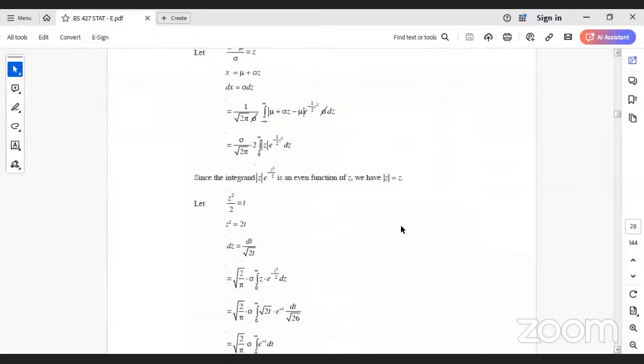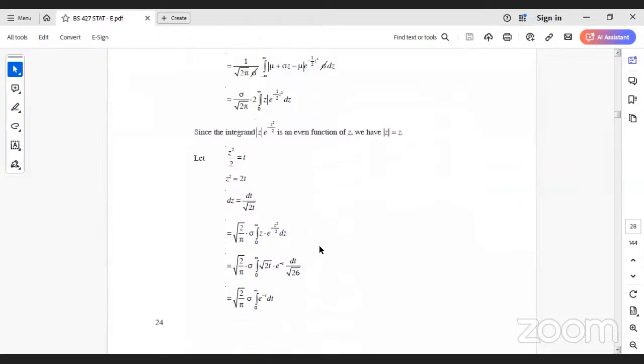So since the integrand, modulus of z e power minus z square by 2, is an even function, we have modulus of z is equal to z. Z square by 2 is equal to t, so z square is equal to 2t, and dz is equal to dt by root 2t. We apply these values: root 2 into sigma and the root of integration from 0 to infinity z into e power minus z square by 2 dz.